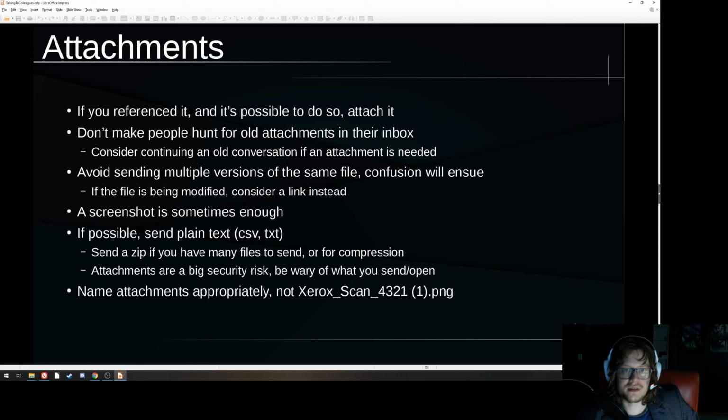It's always very annoying when I get an attachment, and it's like something scan, and then you can tell that they scanned it multiple times and there's duplicates because it's got that number in the parentheses at the end or something like that. Just name the document what it is, title it, and whatever it's supposed to be.